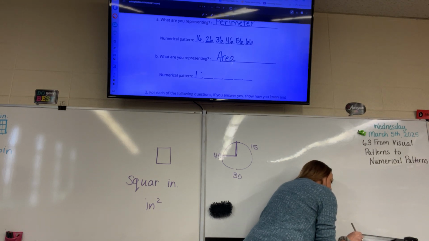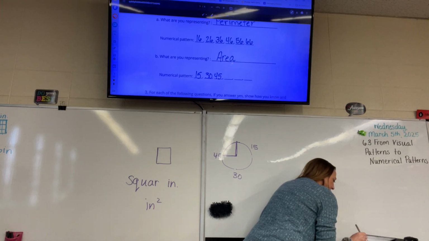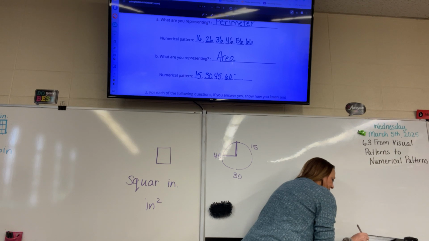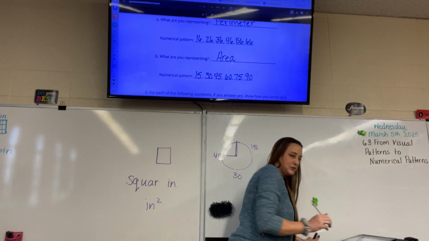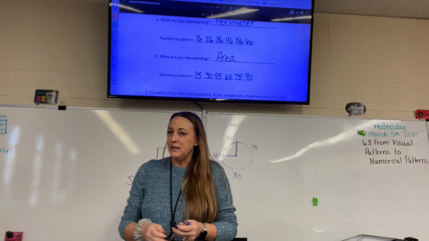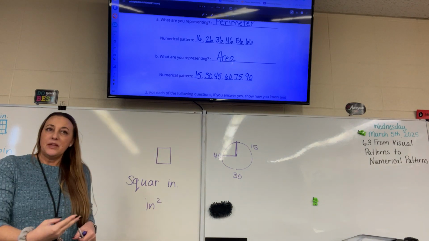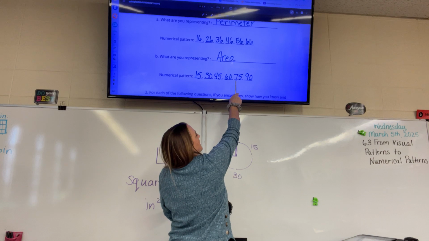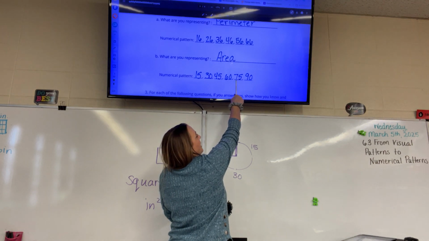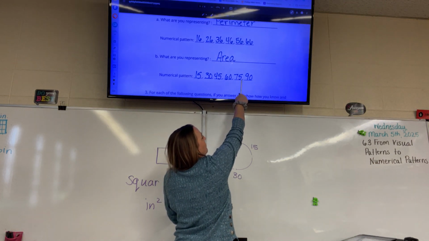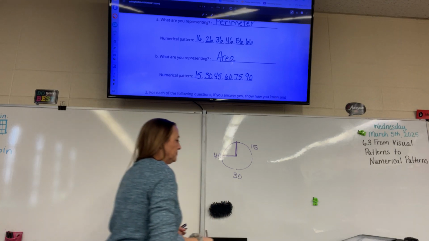And then for area is the next pattern. So we have 15, 30, 45. What would be next? 60. What would be next? 75. And then 90. Because when we go up by 15, we're going up by a group of 10 and then a group of 5. So from 75, a group of 10 would be 85, and then 5 more would get us to 90.